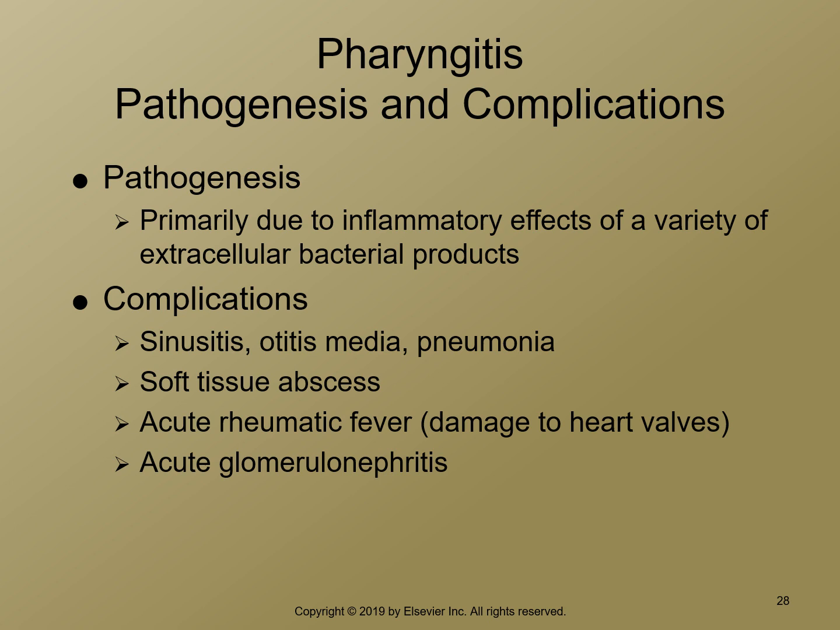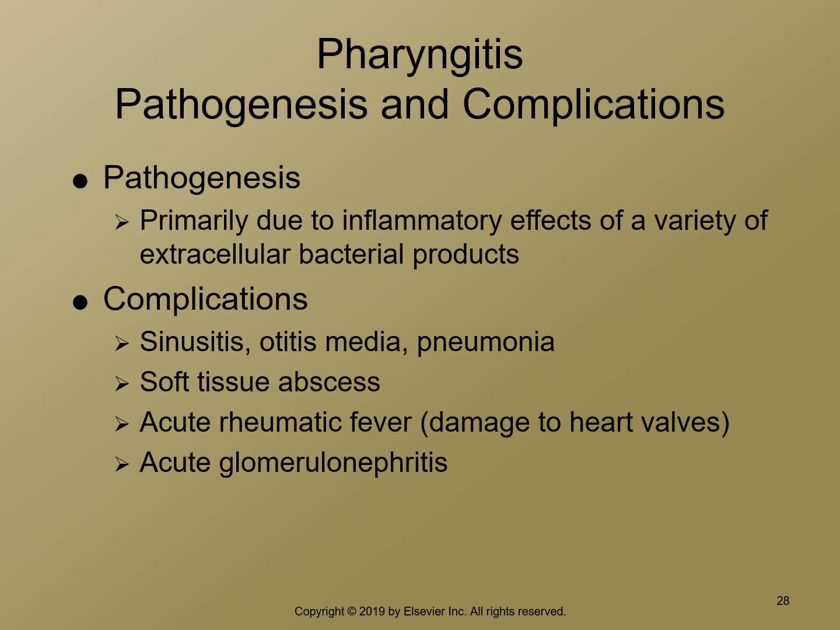The reasons for the symptoms associated with pharyngitis are not completely understood, but what's known is that the response is primarily due to inflammatory effects of a variety of extracellular bacterial products. The products exhibit various activities including toxicity to different cells and enhancement of the spread of streptococci through infected tissues.